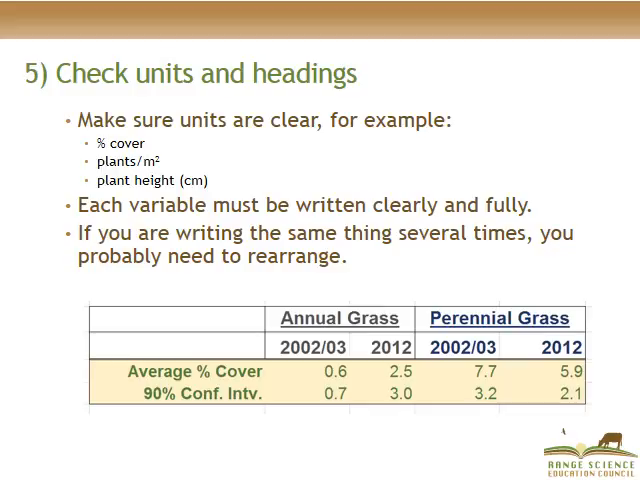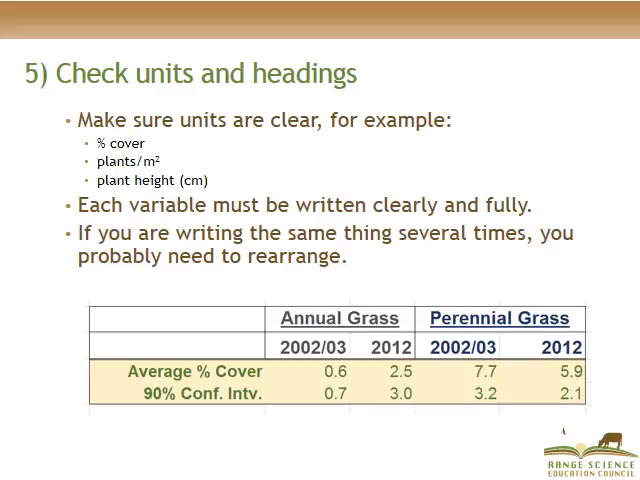The final step is to check all your units and headings. Make sure your units are clear. For example, is it percent cover, plants per meter squared, plant height in centimeters, etc. Those would be units. Each variable must be written out clearly and fully. So in this case we have annual grass and perennial grass. We have average percent cover, 90% confidence interval. All of those seem pretty clear to me.